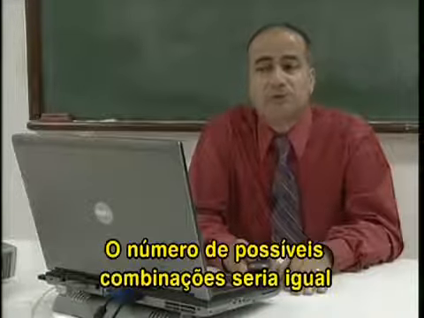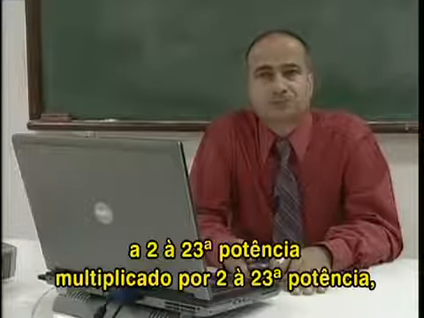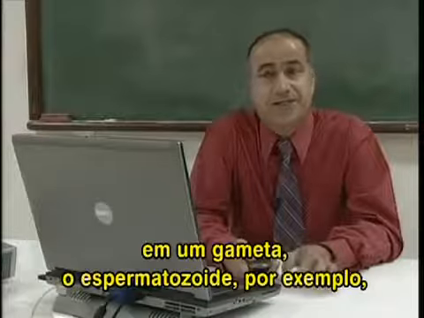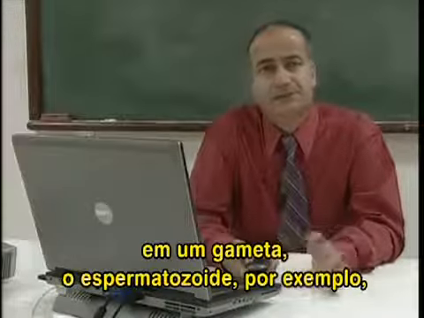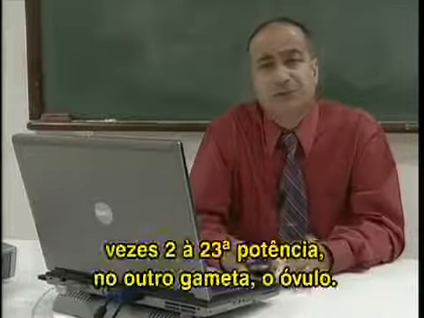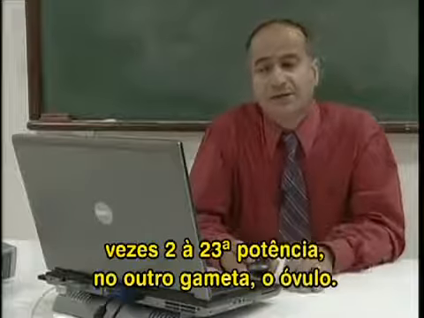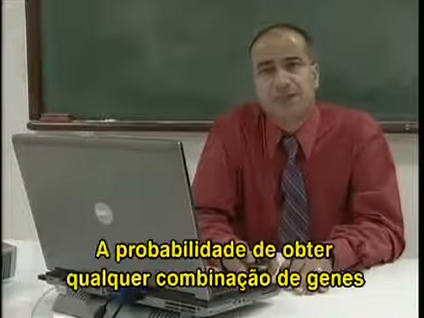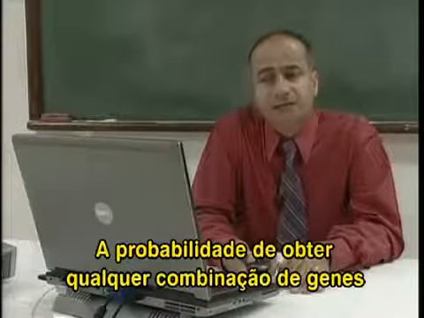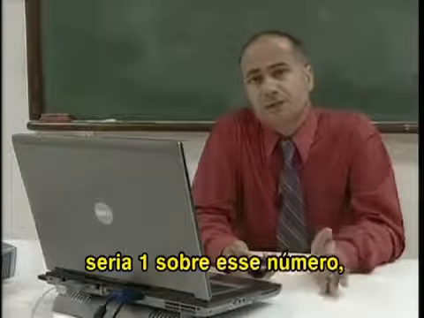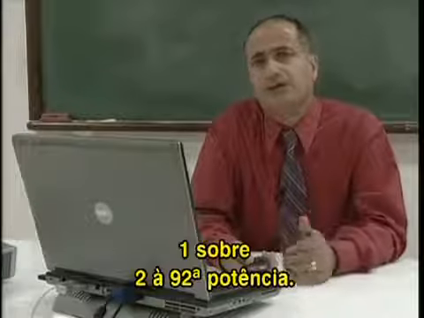The total number of possible combinations would be equal to 2 to the power 23 multiplied by 2 to the power 23, and that's in one gamete, the sperm, for example, multiplied by the same number, 2 to the power 23 multiplied by 2 to the power 23 in the other gamete, the egg, for example. And that will give us 2 to the power 92. So the probability of getting any combination of genes in a given individual would be 1 over this number, 1 over 2 to the power 92.